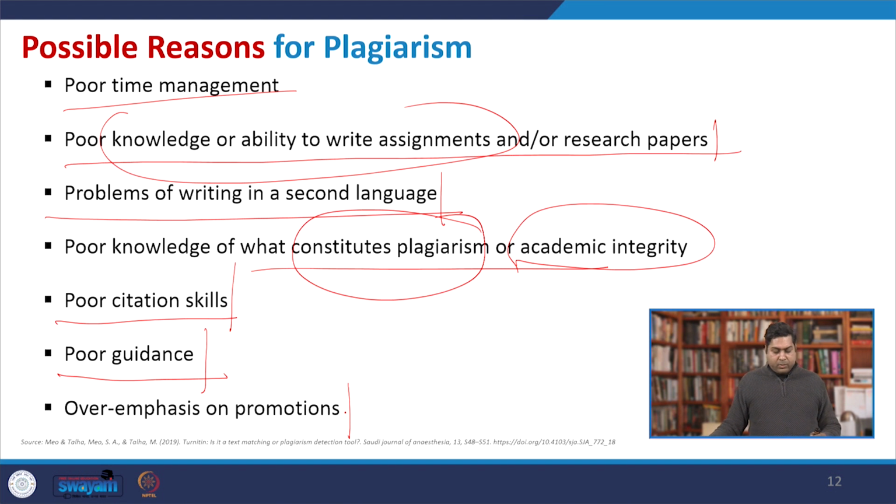Sometimes it is overemphasis on promotions. Suppose there are certain mandates that in order to get a particular promotion or a particular degree, you need so many papers and you have to do it, and it all relates to time constraints, that within the limited time I have to do so many things. In such situations we commit mistakes by taking some content from external sources, which is also not right.